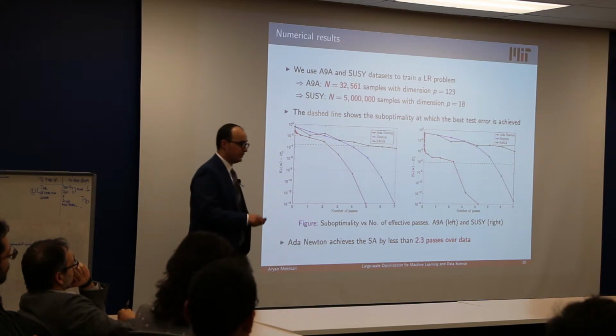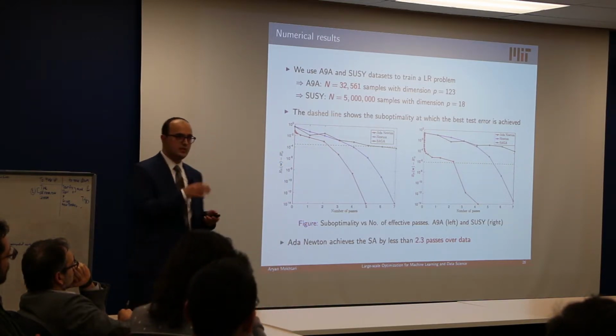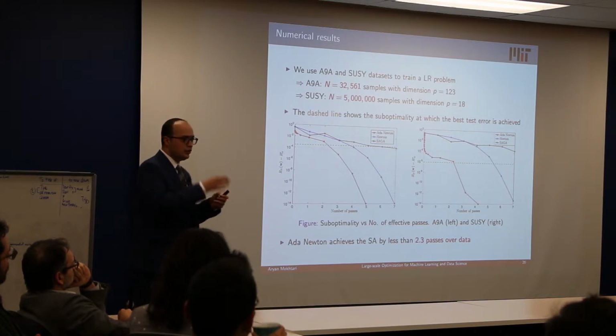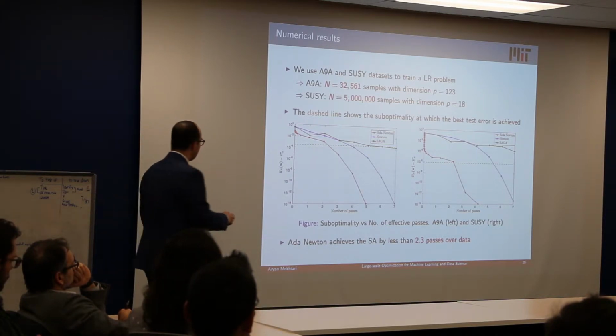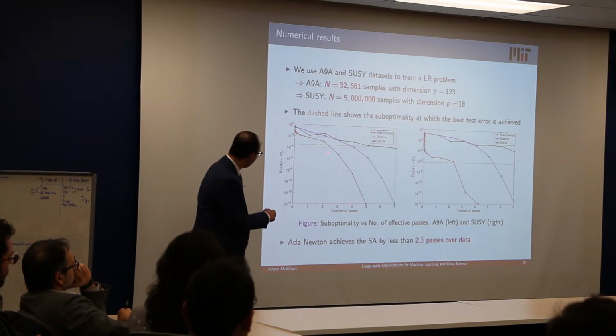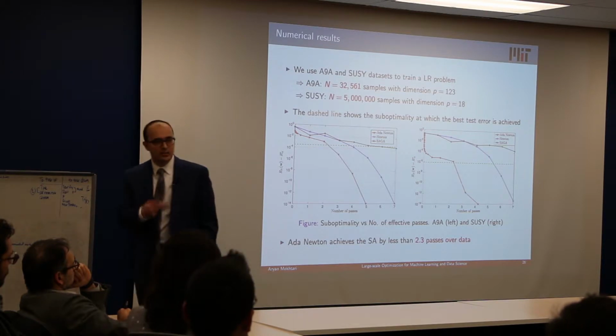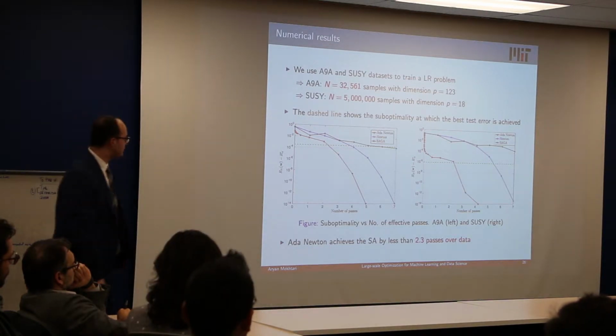But what is more interesting, I ran these algorithms over the test set, and look at the accuracy in the training set that if you reach that, you get the best test error. And that accuracy, which is also the statistical accuracy, is almost 10 to the minus 4, this dashed line that you can see here. And what's nice about Adam Newton is that it actually reaches this point after almost 2 passes over data, which matches our theoretical observation.